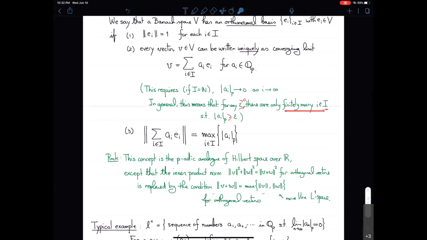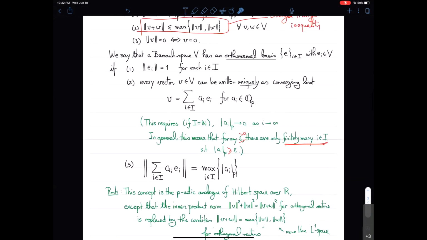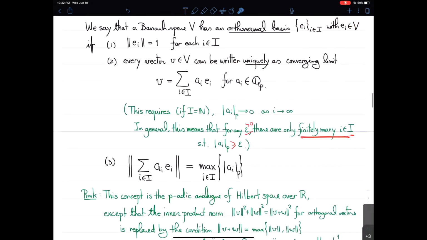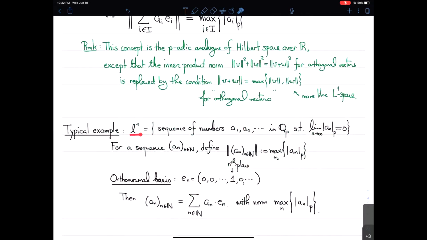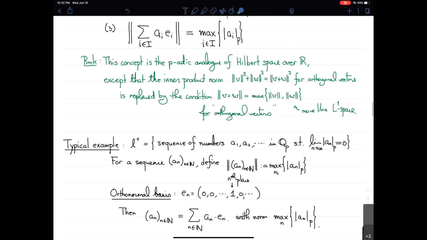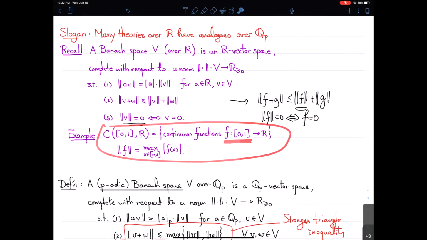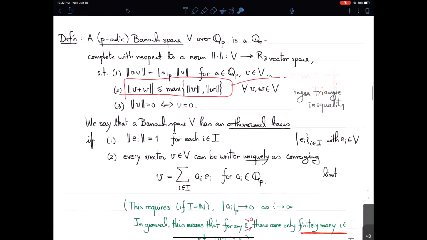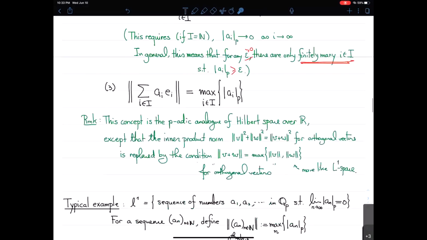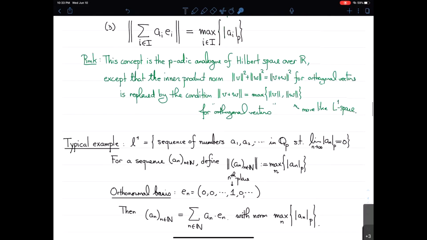And here's maybe a typical example of a Banach space with an orthonormal basis. I'm going to call it L1 because it looks like L1. It's a sequence of numbers a_1, ..., in Q_p. This is analogous to the example I have over here, where I have some functions between 0 and 1. But instead, another way to write this is I have some function from the natural numbers to Q_p. So it's the same as a sequence of numbers in Q_p.